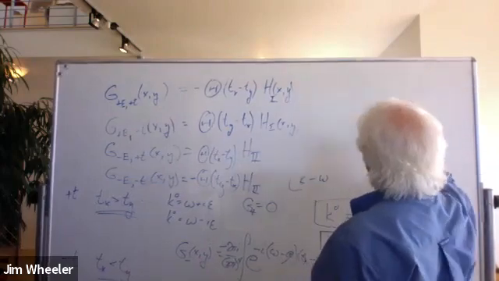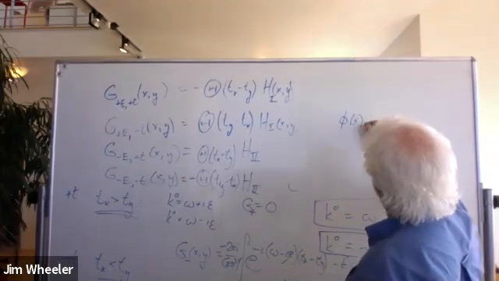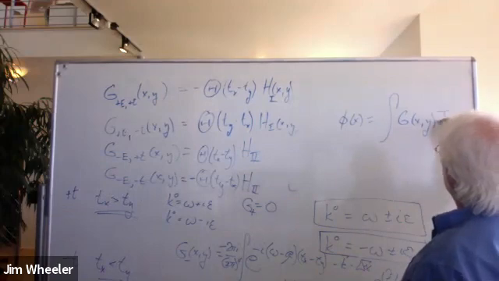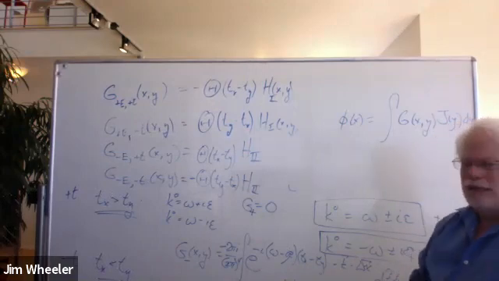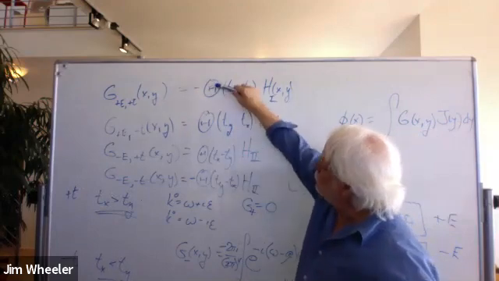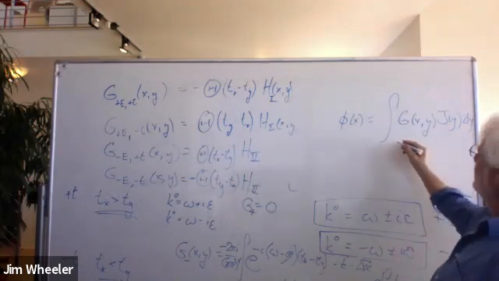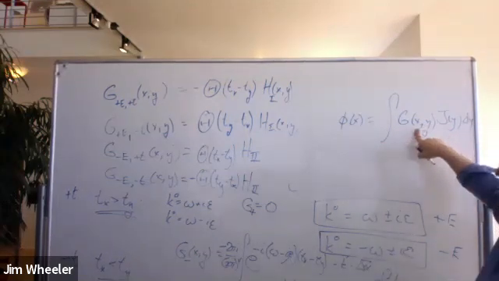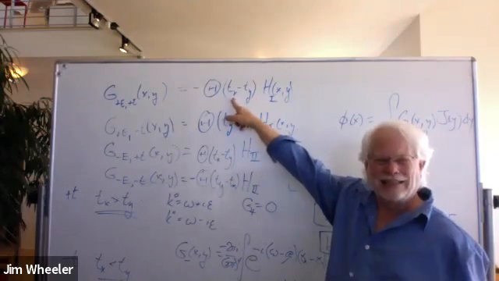Remember what our solution says. We're saying that phi at x is given by integrating the Green function at x, y times the source function at y, and we integrate that over all y. And so if we have the two positive time solutions, then these integrals are going to vanish; this Green function vanishes unless y is less than x.